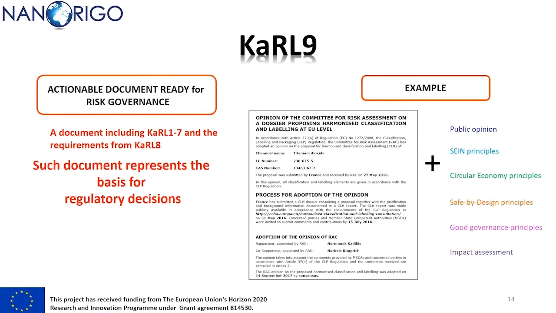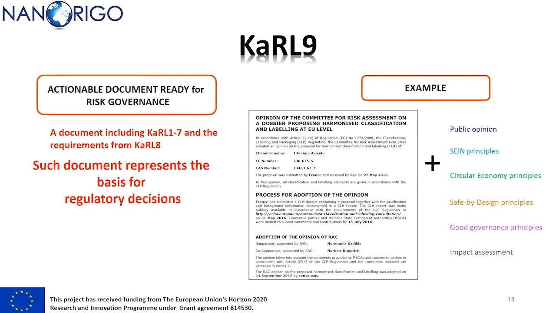KaRL 9 finally represents the last level of knowledge readiness and represents basically the document including KaRL 1 to 7 and the list of requirements from KaRL 8. Such a document represents the basis for regulatory decisions. As an example, here you can see an opinion of the Committee for Risk Assessment on a dossier proposing harmonized classification and labeling at EU level. This document stems from a CLP process, which I will be talking about a bit later.